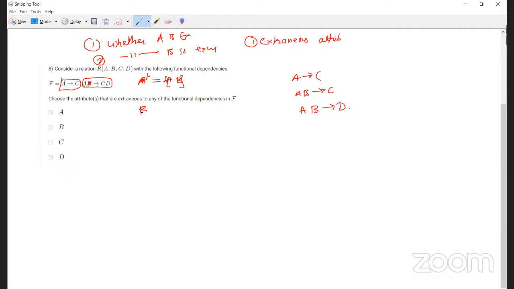For A, just take the closure of B. If we are getting A in the closure of A, then we can say A is extraneous. Now on the left-hand side, we want to check whether C is extraneous or not, right?